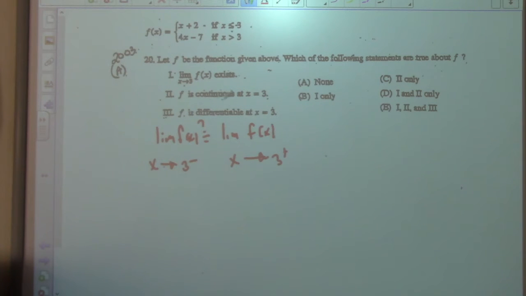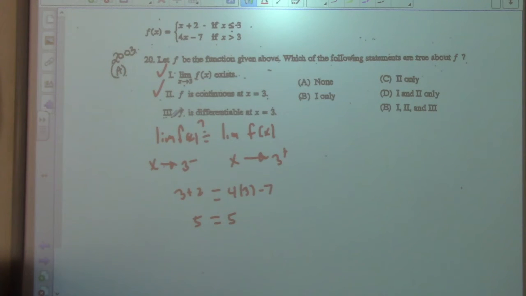Yeah. And so you plug in on the left side, that's going to be this one. So what you're going to have is 3 plus 2. On the right side you have 4 times 3 minus 7. So we get 5 equals 5, right? So that's good, and so that exists, right? And also, is the function continuous? Yeah, because of this equal sign, it's going to have to be continuous.